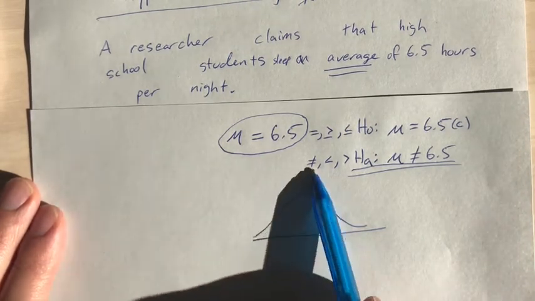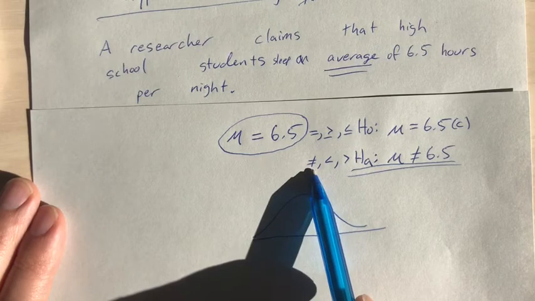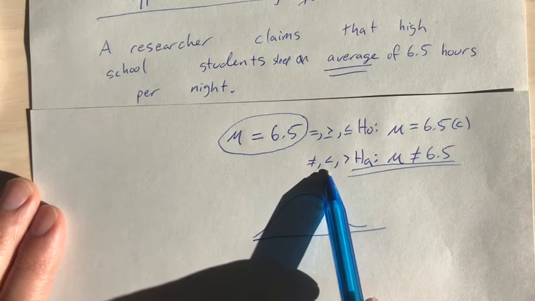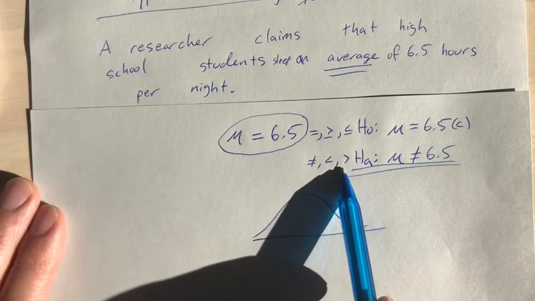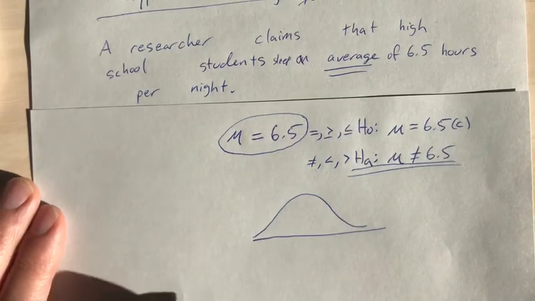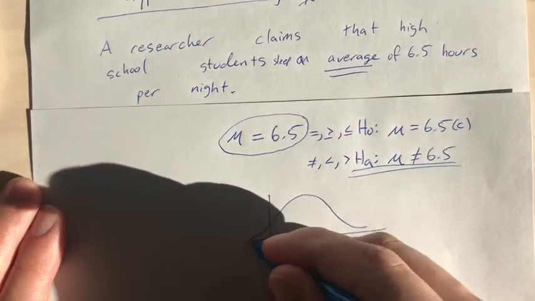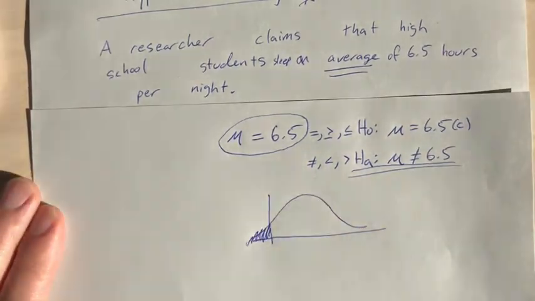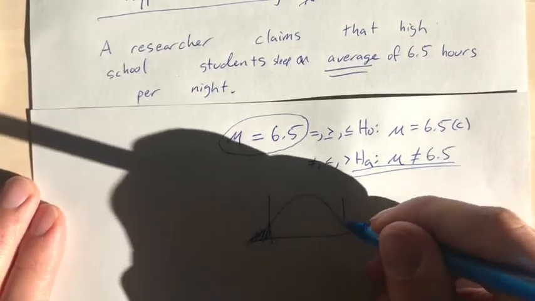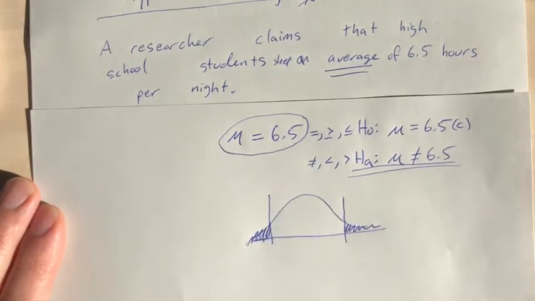Now, if you see a not equal to sign, then you are doing what is known as a two-tail test. If you see a less than sign, you are doing what is known as a left tail test. And if you see a greater than sign, you are doing what is known as a right tail test. A two tail test looks like this, where you're going to draw a boundary, and then you're going to shade everything left of that. And then you draw a second boundary, and you're going to shade everything right of that.